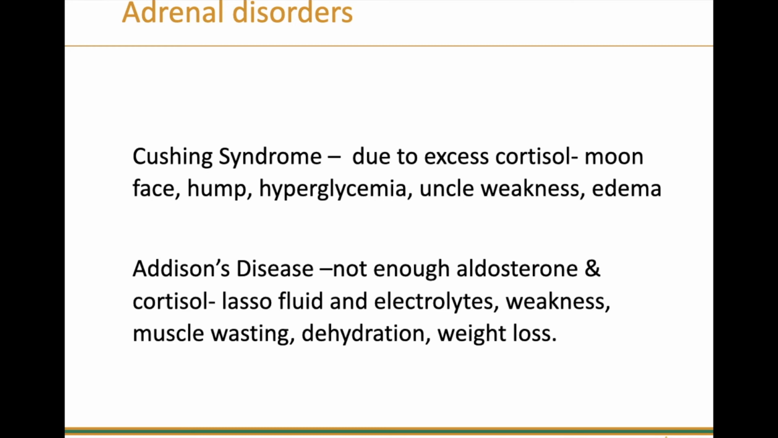And then for Addison's disease, this is when your body does not produce enough aldosterone and cortisol. This can cause a loss of fluid and electrolytes, which leads to weakness, muscle wasting, dehydration, and weight loss. This can be fatal if we don't have the right balance of electrolytes like sodium and potassium. Those are necessary for action potentials. And if we can't generate action potentials in the heart, it will stop beating.